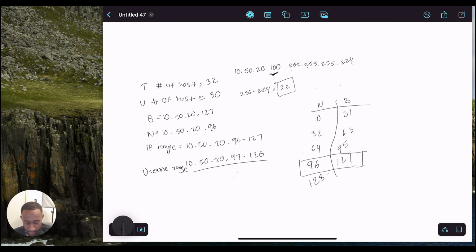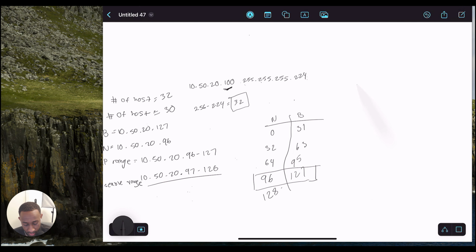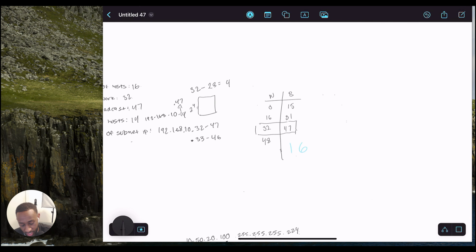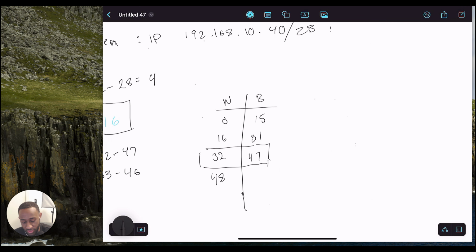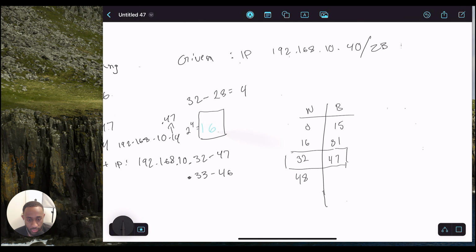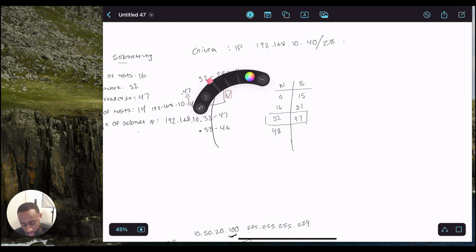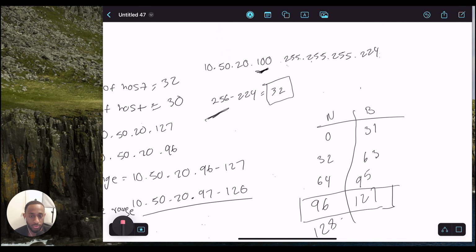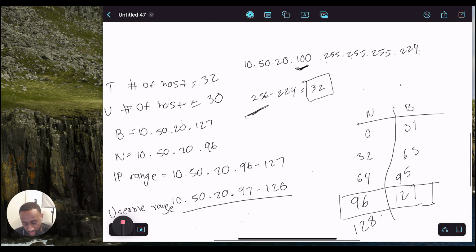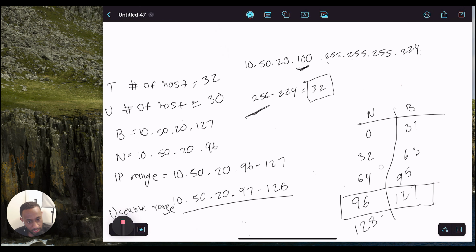And just to recap, right? So step 1, if you're given it in dotted notation, all you got to do is subtract 256 minus whatever this number is. If you're given it in slash notation, you would do 32 minus that number, and then the other step would be 2 to the power of 4, which would give you 16. And that gives you the magic number. To find the magic number here, all you have to do is 256 minus 224. That'll give you 32, right? Very simple. Then that will give you the total number of hosts. Then you can find the usable hosts, and then you create this table here, and that's pretty much it.